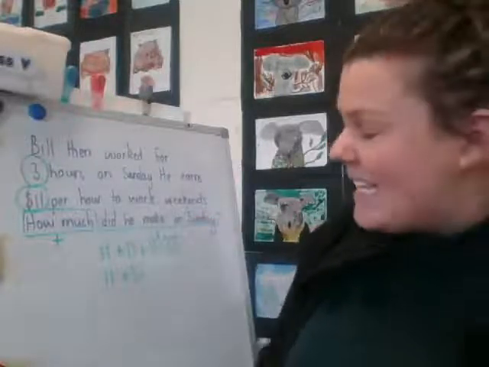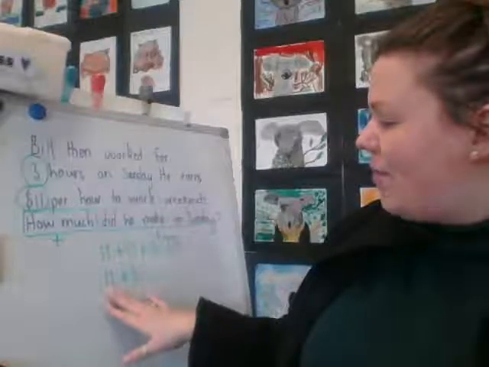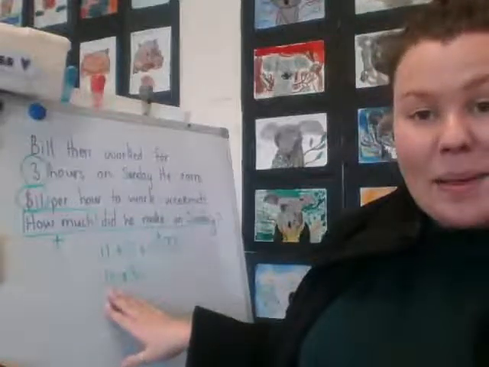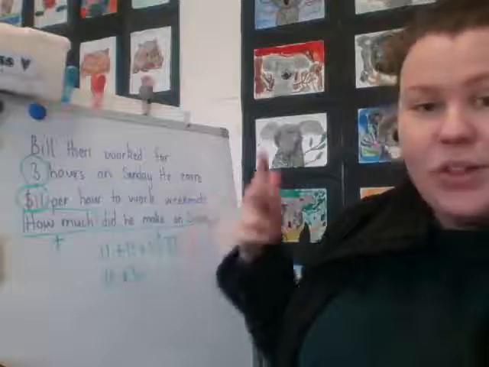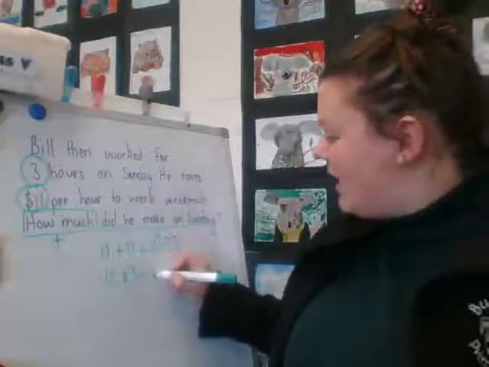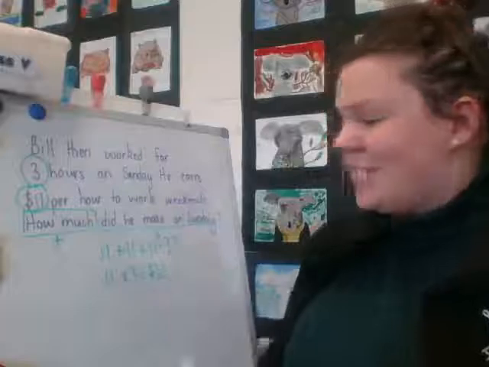The same thing would happen down here. I know my 11 times tables. I can skip count by them. So I will have 11, 22, 33. I can write that down here as well. And my answer is correct.